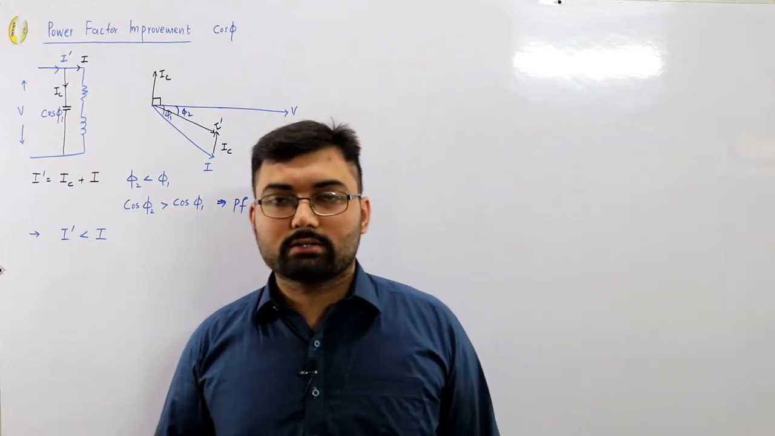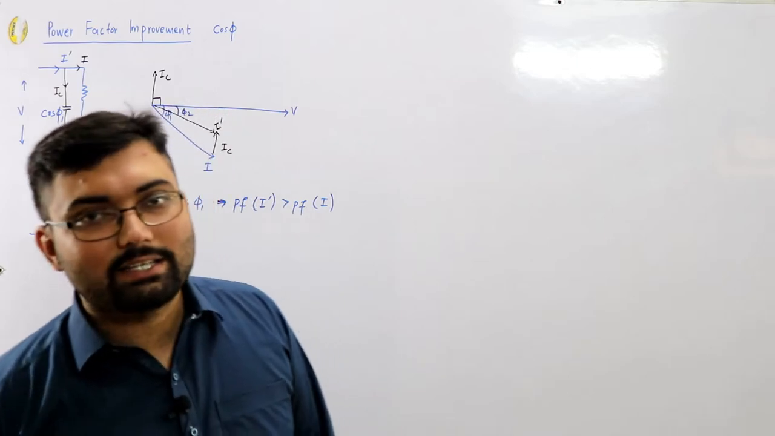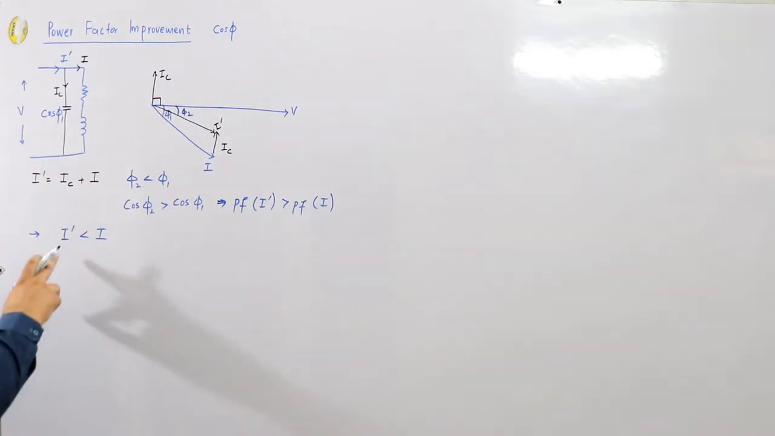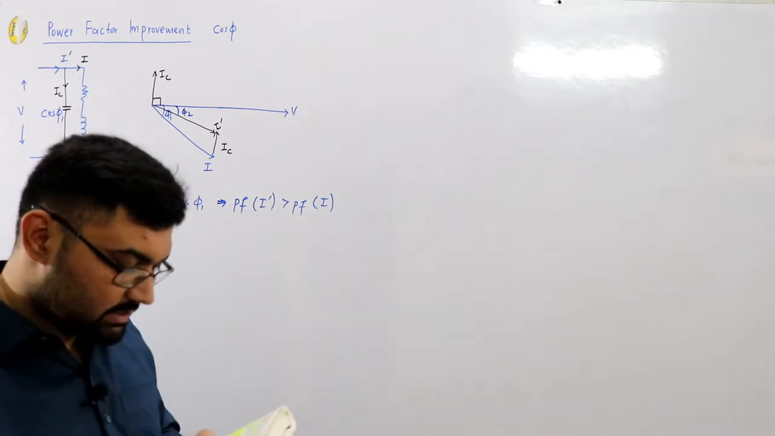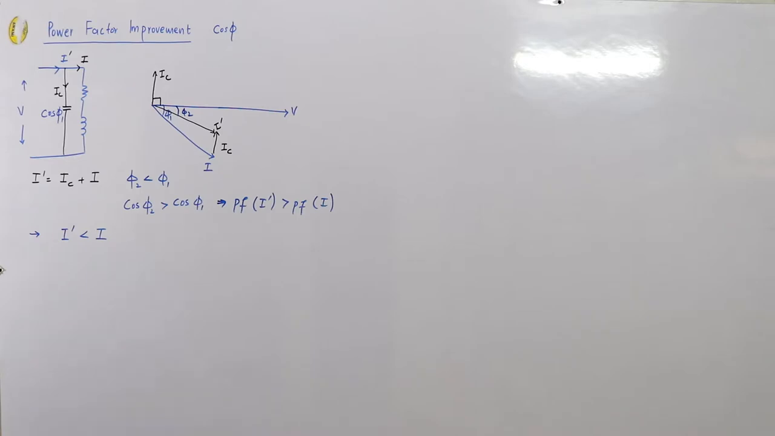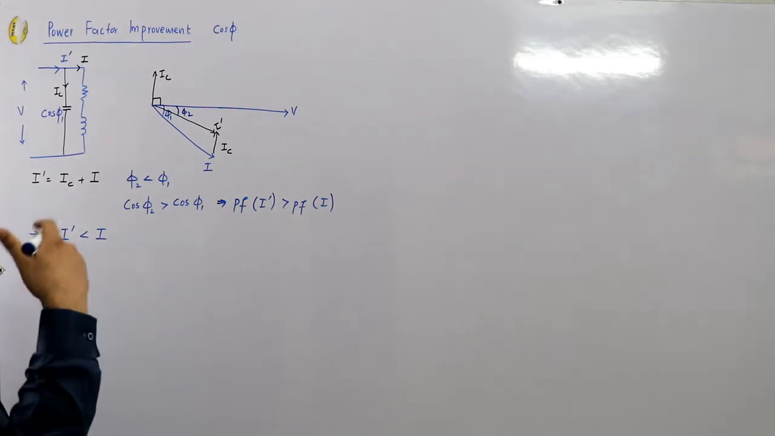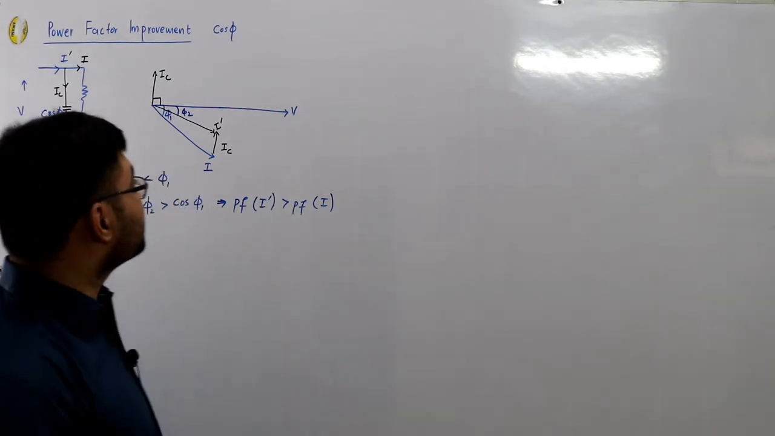P is equal to VI cos phi, so I is equal to P upon V cos phi. Yes, so the higher the power factor, the lower the current taken. Right? Yes, this is the first point. The second point is that the active component, or the wattful component, is the same before and after power factor correction. What is that?